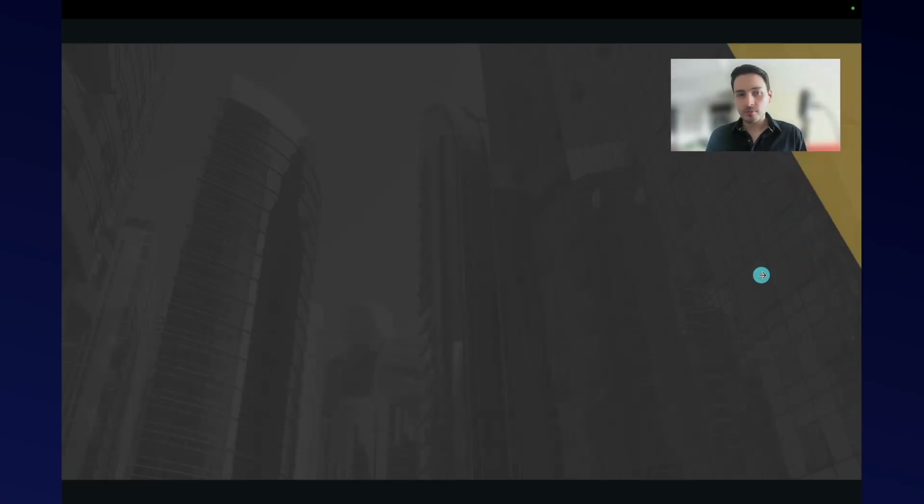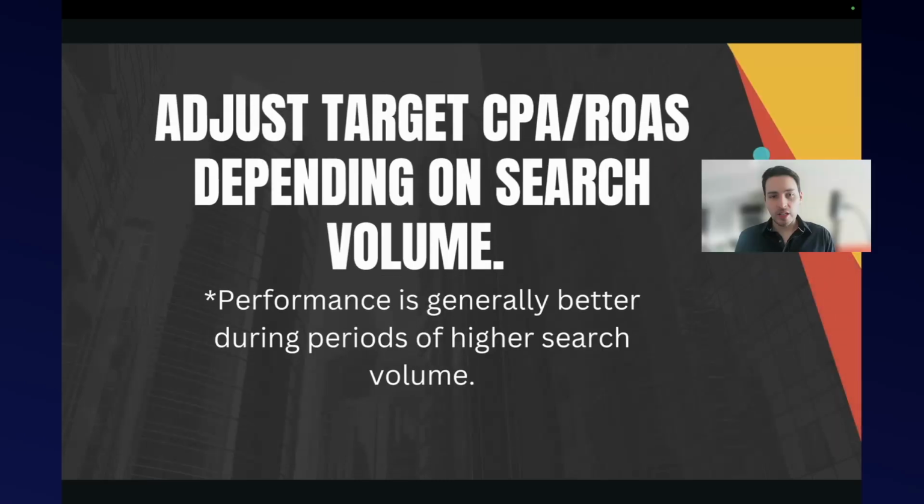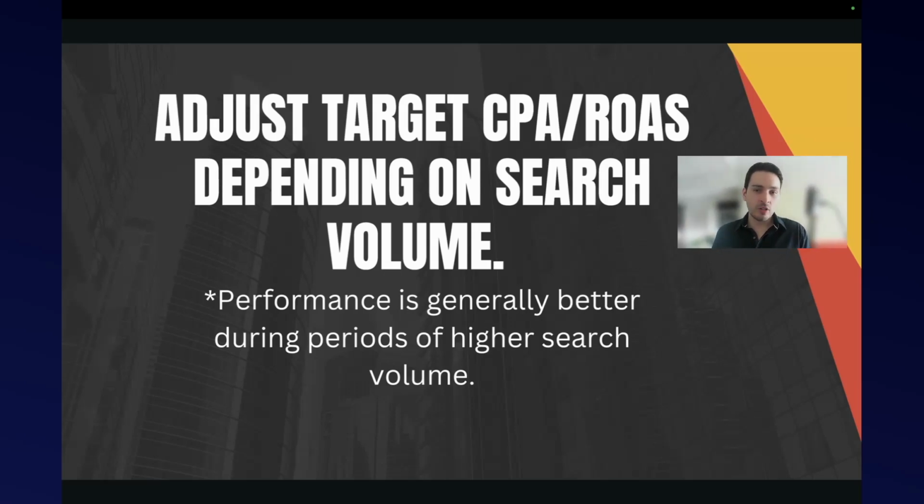So again, adjust your target CPA and your target ROAS depending on your search volume. And again, the Google Ads app can help you do that. And remember that performance is generally better during periods of higher search volume.